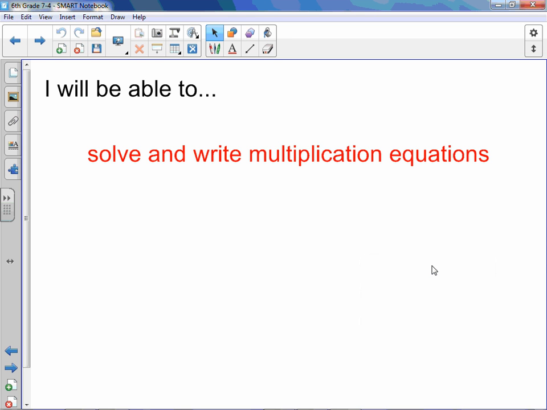Chapter 7, Lesson 4, Solve and Write Multiplication Equations. You will be able to solve and write multiplication equations.